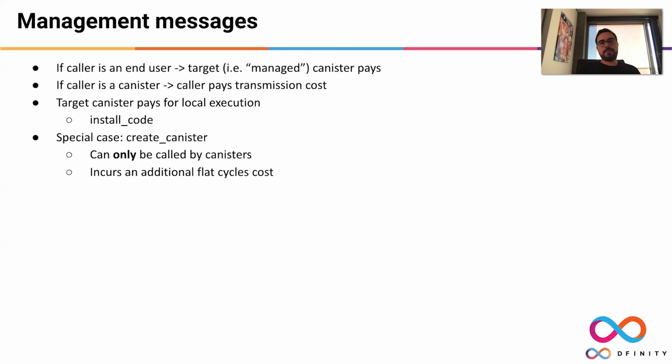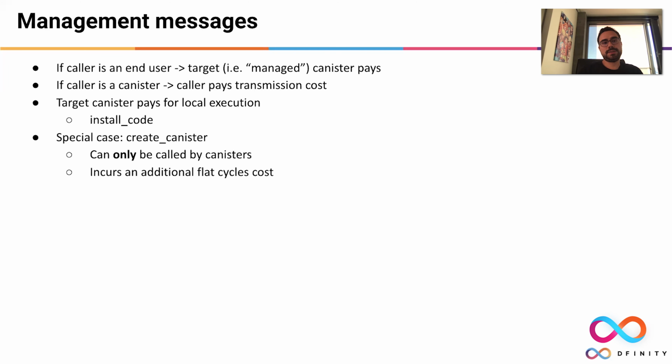Next, we'll look at the management messages, which are a special type. On the Internet Computer, there is this concept of the management canister, which is not an actual canister, it's a virtual canister, and it's used for managing other canisters. For example, installing code, updating the controller of your canister, or starting or stopping your canister. Although this is a special case of messages with respect to charging cycles, they do follow the principles that we've seen so far.